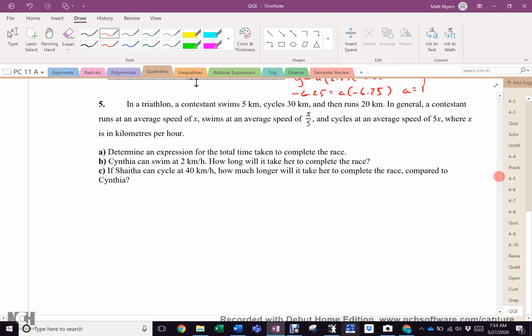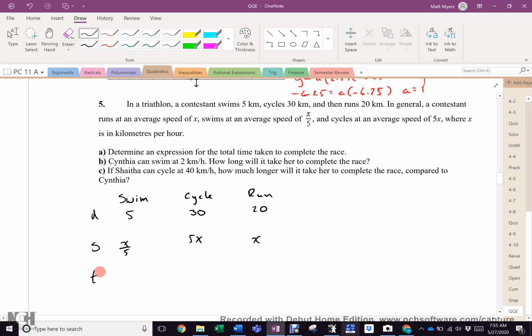And lastly, a distance question, which everybody's pretty bad at. So in this triathlon, she could swim, she could cycle, and she could run. The distance of the swim is 5k. The distance of the cycle is 30k. The distance of the run is 20k. She runs at a speed of x. She cycles at a speed of 5x, and she swims at a speed of x divided by 5.